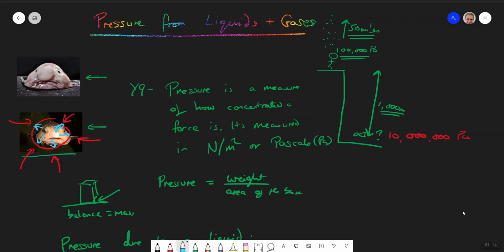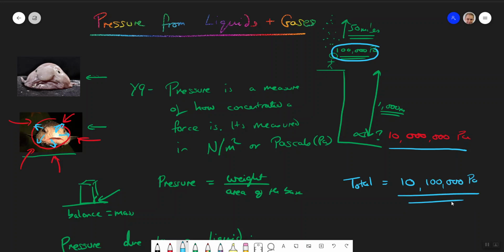Now there is a little addendum to this, which is that actually this isn't the final answer of the pressure that the blobfish is experiencing, because it is still experiencing this 100,000. Small enough to say, but the total pressure, if we want it to be really clear, would be 10,100,000 pascals. But in truth, that 100,000 pascals isn't having a massive impact compared to the overall 10 million. It's mostly about the water, not about the air.